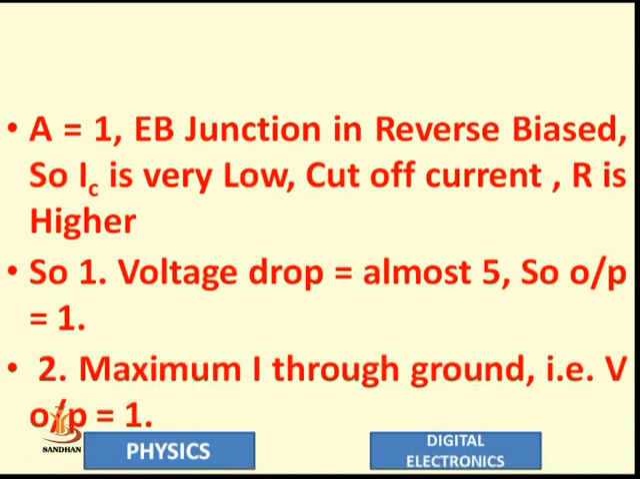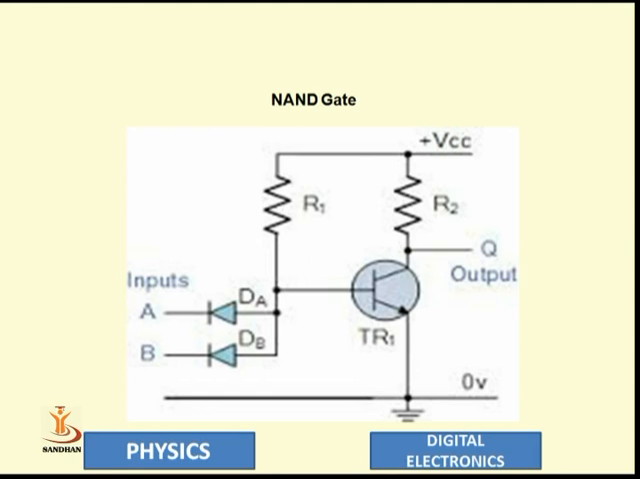This is another case. When A is high, the emitter-base junction is forward biased, as we had discussed. Another gate is the NAND gate. The NAND gate is known as a universal gate. The reason is that the NAND gate is able to construct the OR gate, AND gate as well as NOT gate. The NAND gate is a combination of NOT and AND gates.